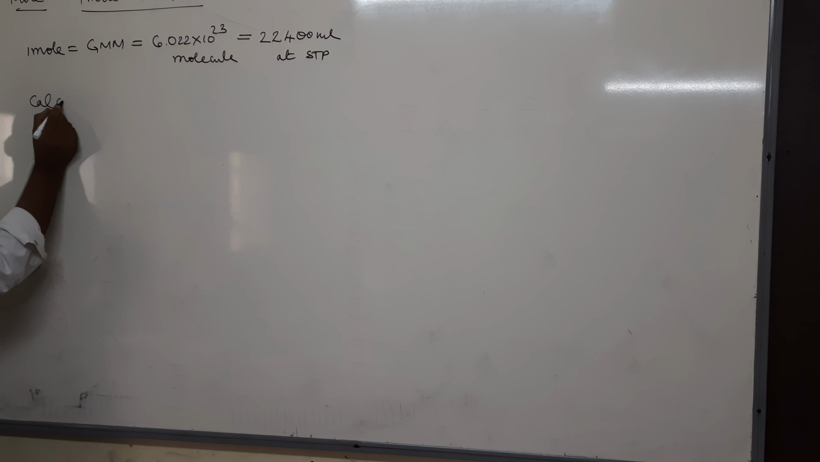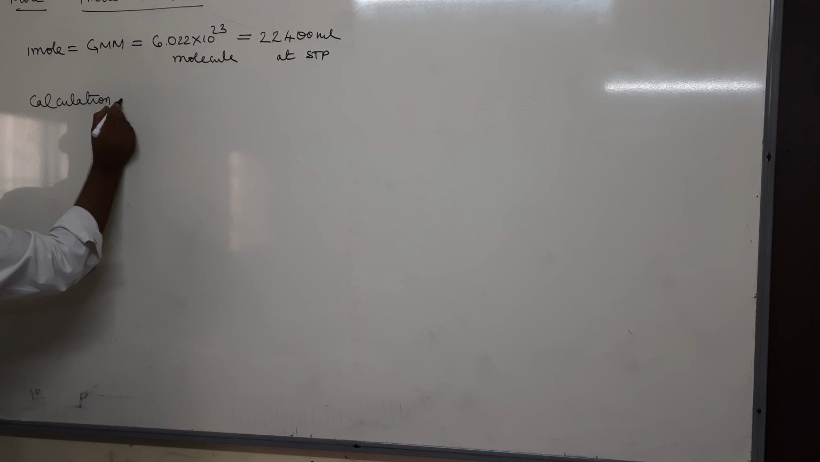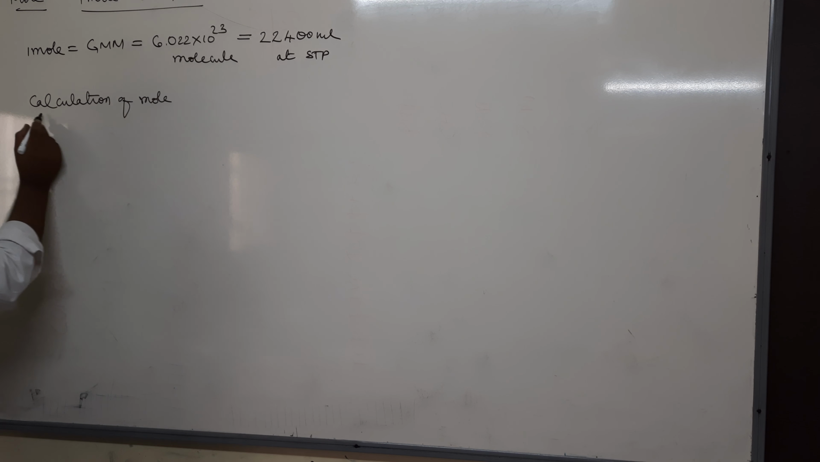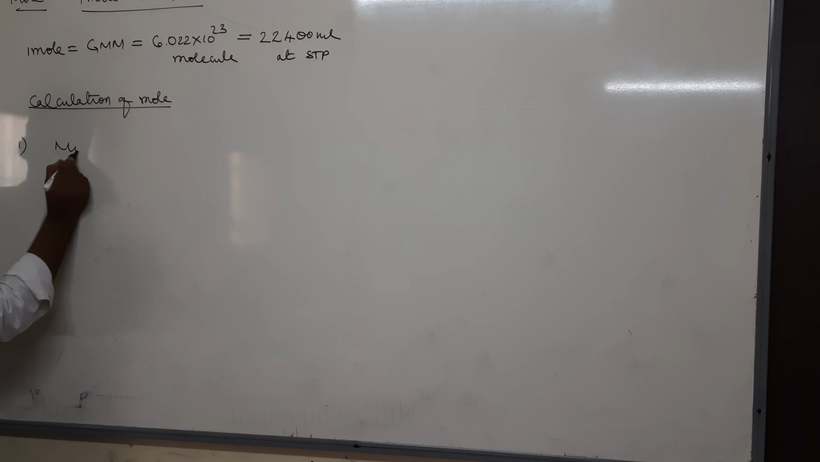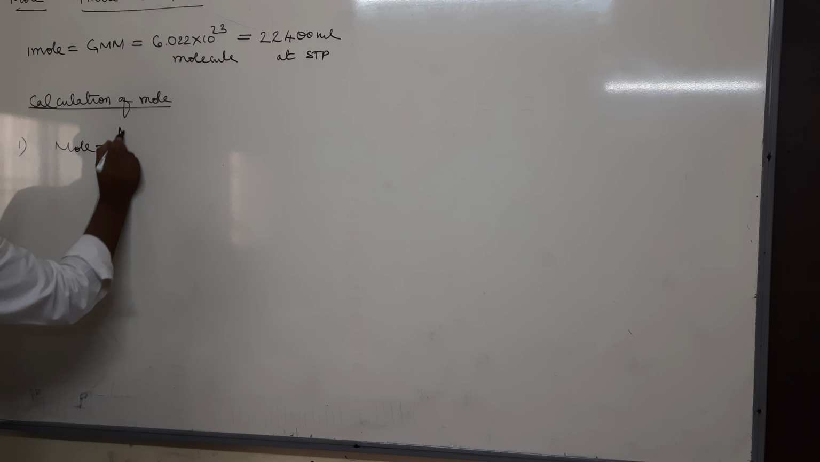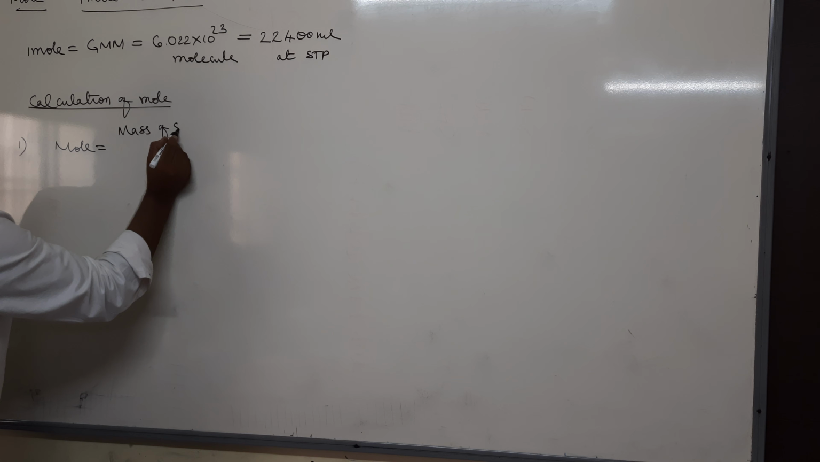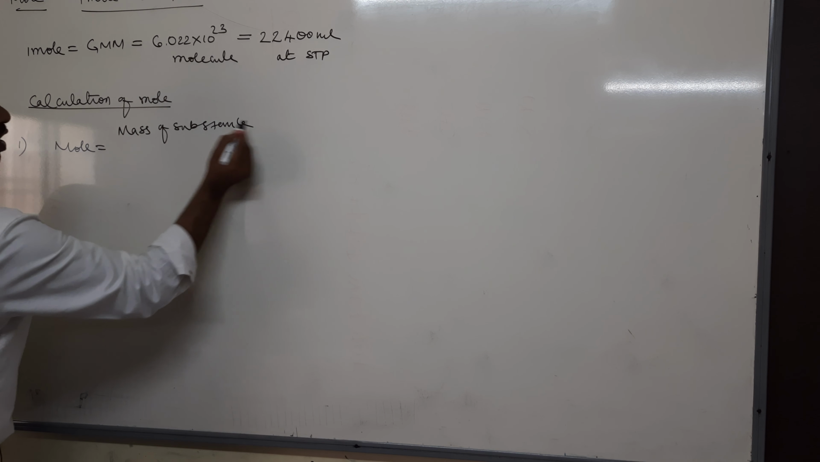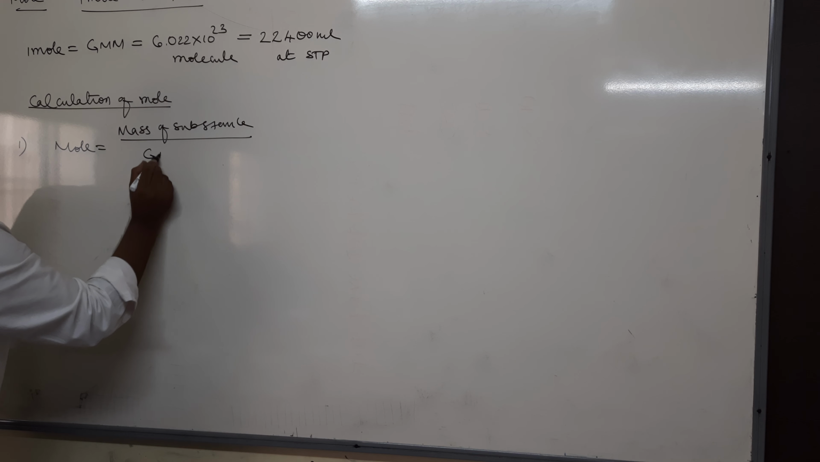Next, write calculation of mole. Continuation, write down calculation of mole. Okay, tell me, one: mole can be calculated from the given weight. If the mass is given, what is mole? Mole is equal to the mass of the substance divided by gram molecular mass. Mass by gram molecular mass.